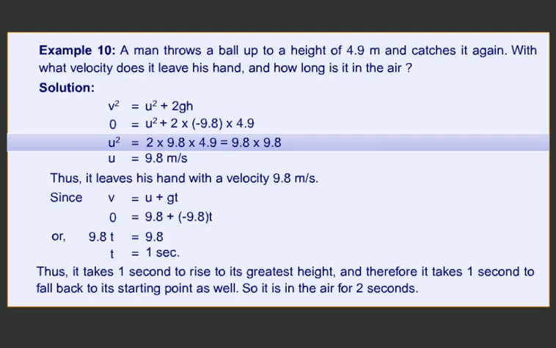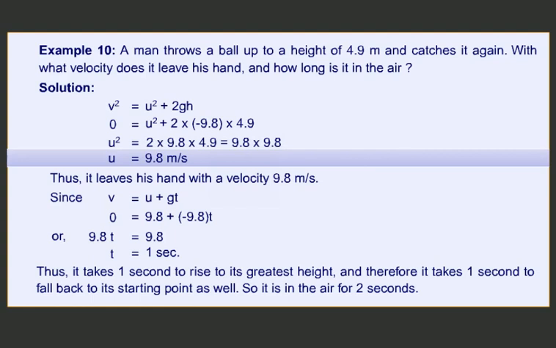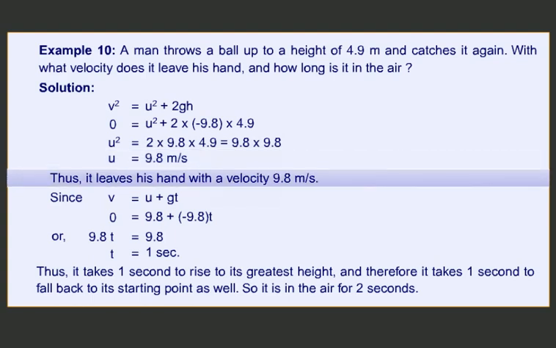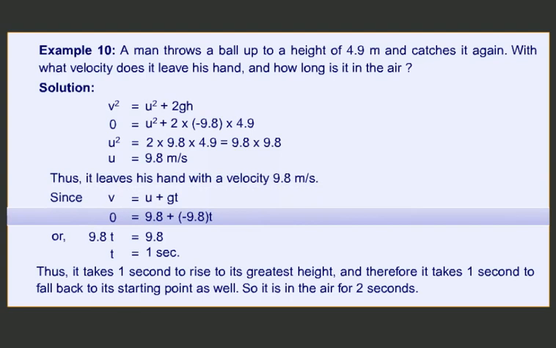Now taking the square root, we get the value u is equal to 9.8 meter per second. Therefore, it lifts his hand with a velocity of 9.8 meter per second. Now since we have v is equal to u plus gt, v is 0, u is 9.8, g is minus 9.8. Now using this relation, let us calculate the time.